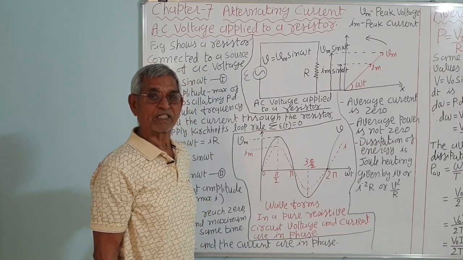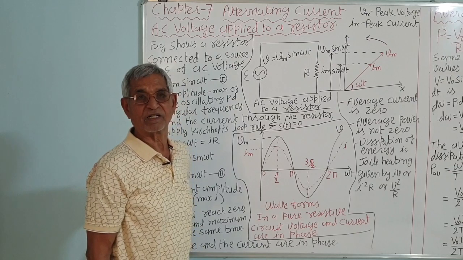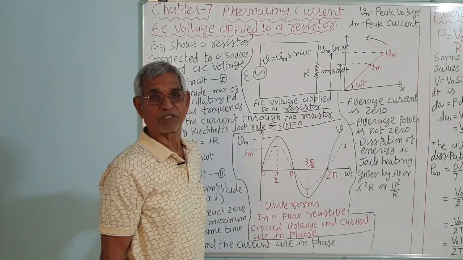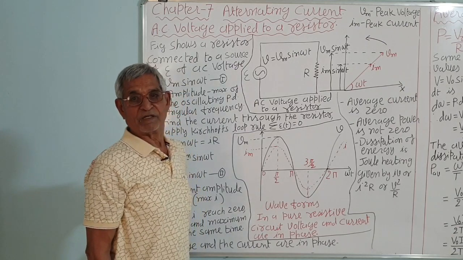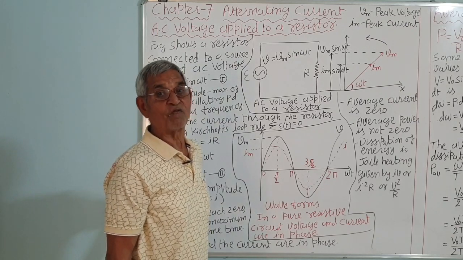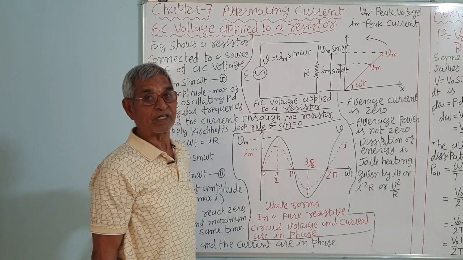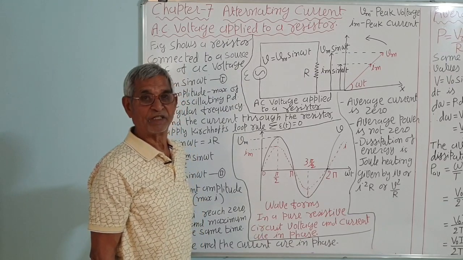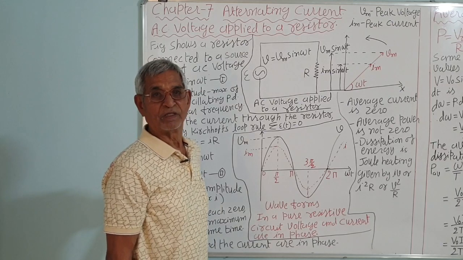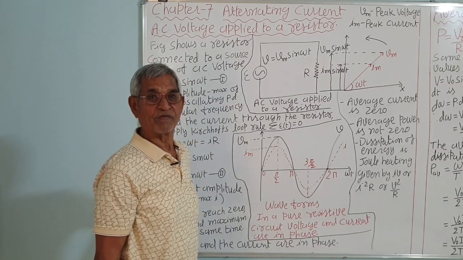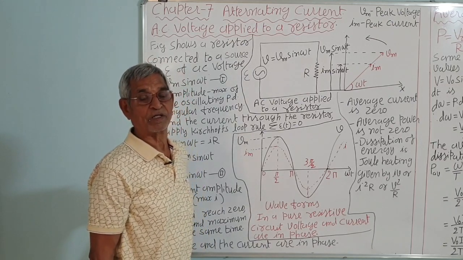So if DC is transmitted, you won't get any current when it reaches the villages or cities. So you have to transmit the power at a high voltage and low current. That you cannot do by using DC. But if you use AC and a transformer, you can transmit it, converting it into high voltage and low current.